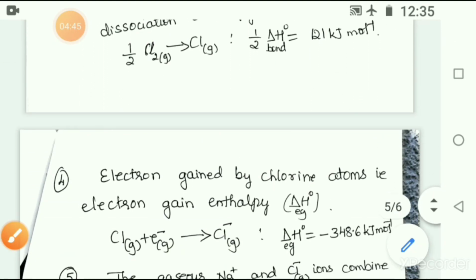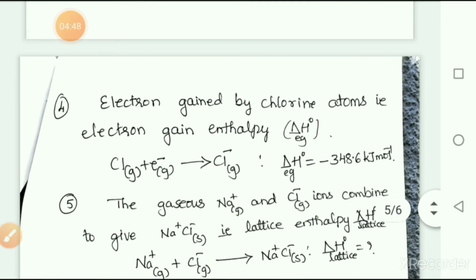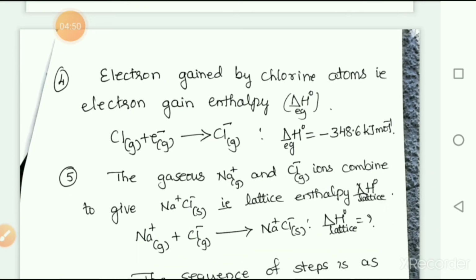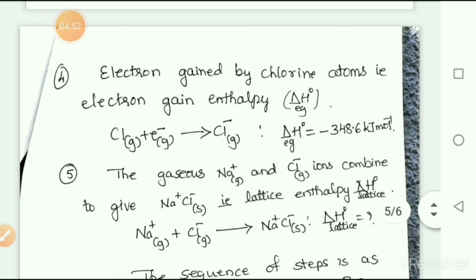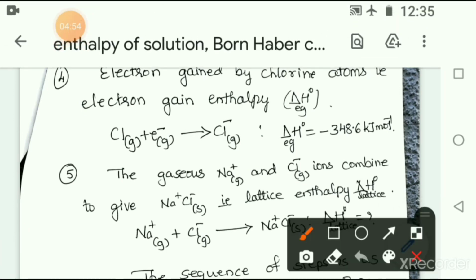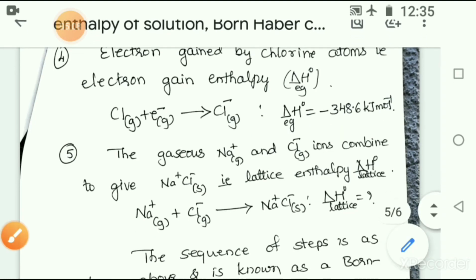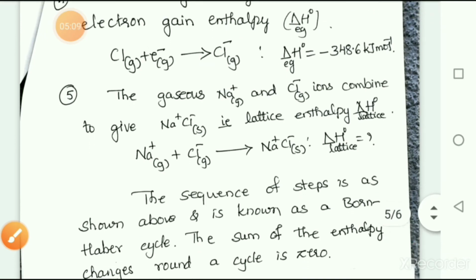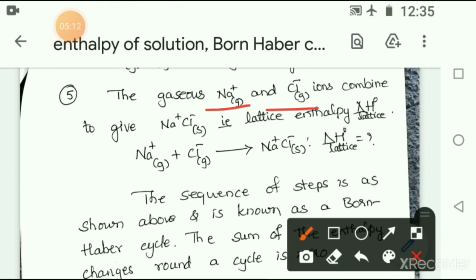kilojoules per mole. The next one is electron gained by the chlorine atoms. The electron gain enthalpy is minus 348.6. Cl gas plus an electron which is lost by sodium, and we get Cl minus ion in the gaseous state. The enthalpy change is minus 348.6 kilojoules per mole. These sodium ions and chloride ions combine to form sodium chloride, and the lattice enthalpy is how much?